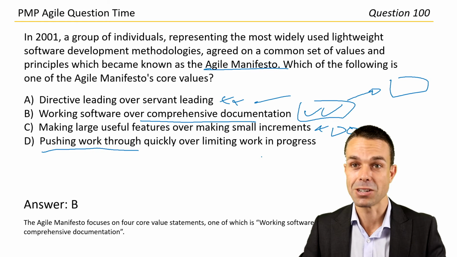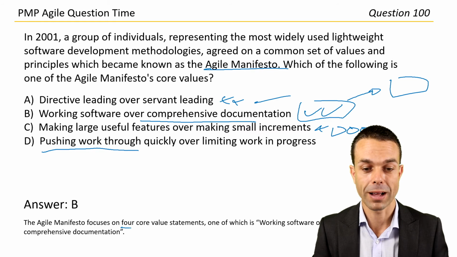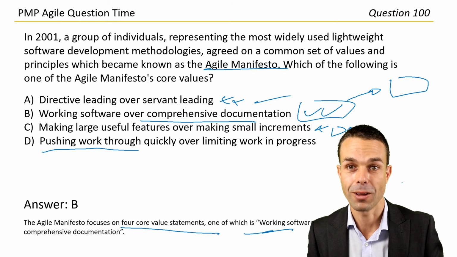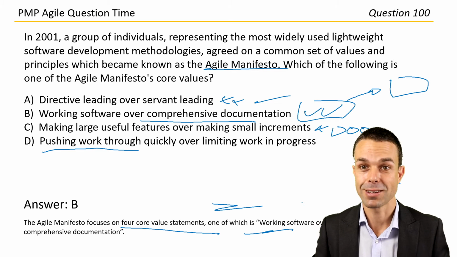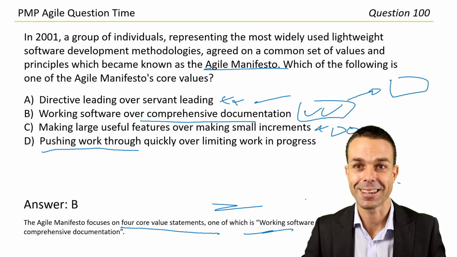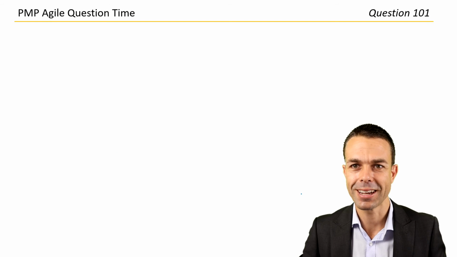And that's part of the Agile Manifesto. So there are 4 core value statements, one of which is that one that we've said, and that's great. That's another great start to our question set. Wow, all right, let's see what we've got next.